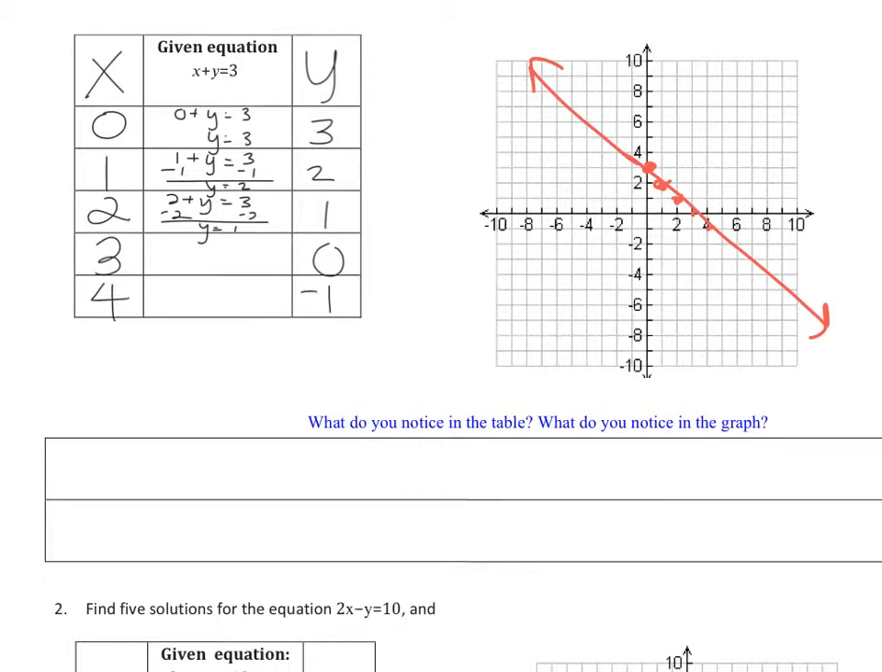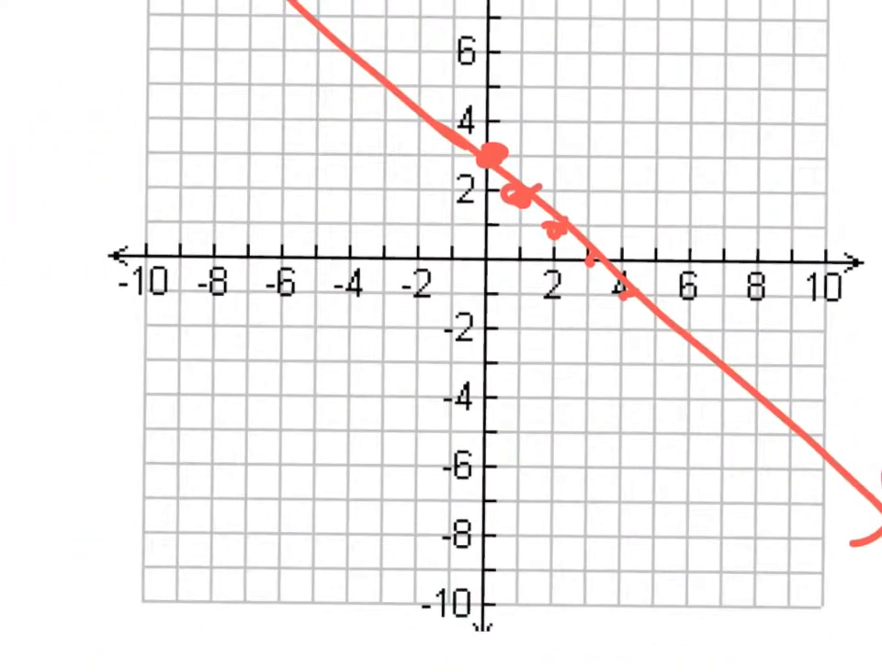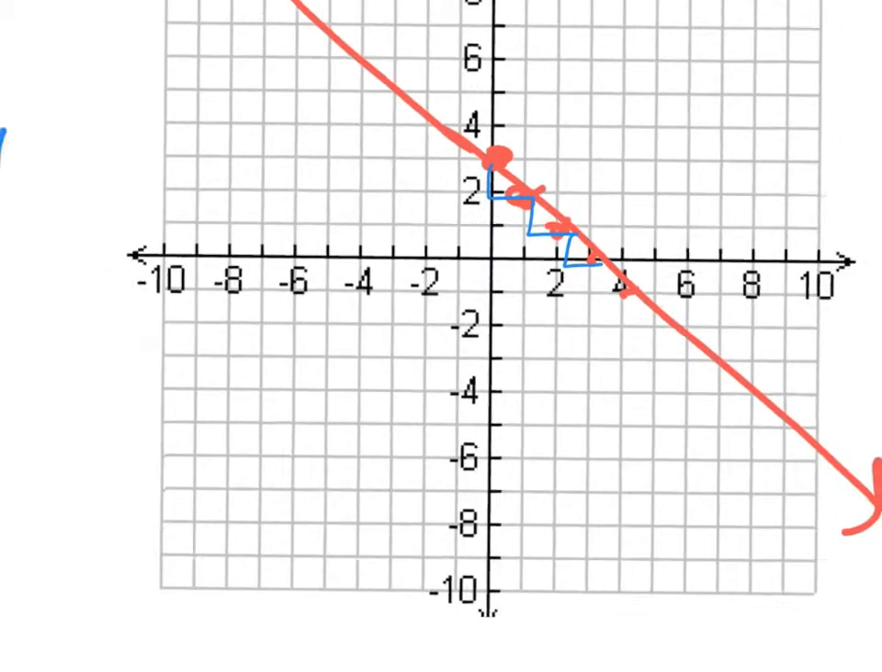Okay, what do you notice about the table and the graph? Well, you should know by now that every time you look at a table, I tell you to look at the pattern. The pattern here is going down by 1, and the pattern here is going up by 1. So the same pattern should appear in the graph. So let's take a look at the graph. The graph is going down 1 over 1, down 1 over 1, down 1 over 1, just like the table.